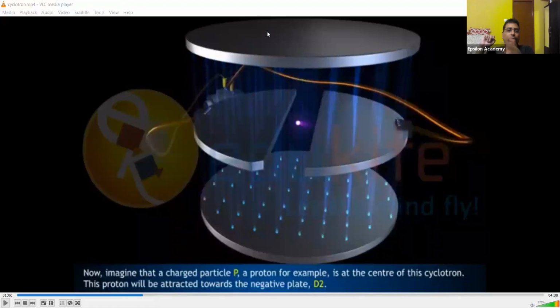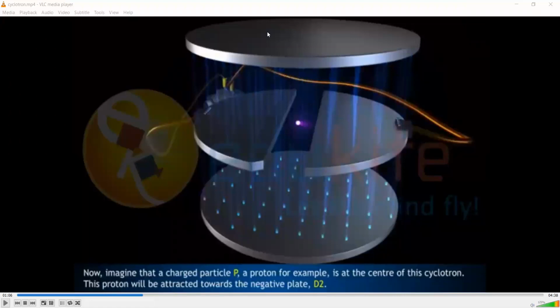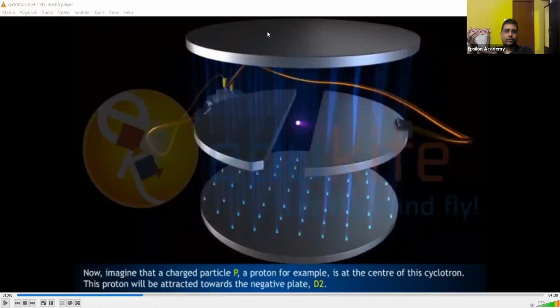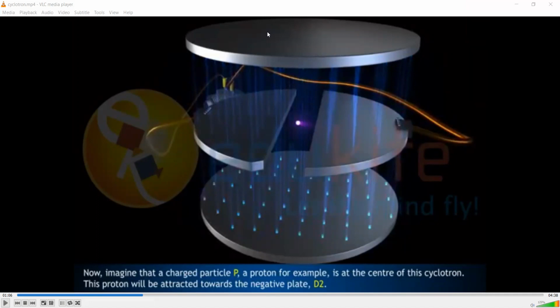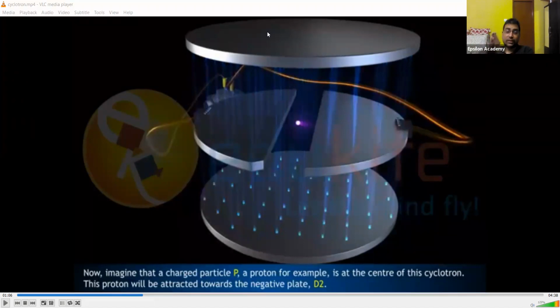F is equal to Q into V cross B. V is how much? Sir, is it 0? Zero. It is zero. Velocity is zero, you put the value of velocity 0 in the Lorentz force. So force is 0. Means it is not going to move at all. In this case, it will not move because velocity is 0.